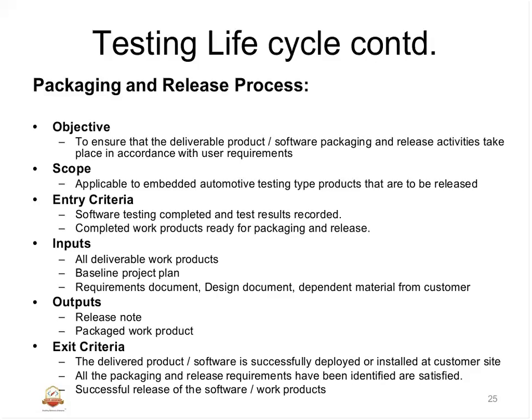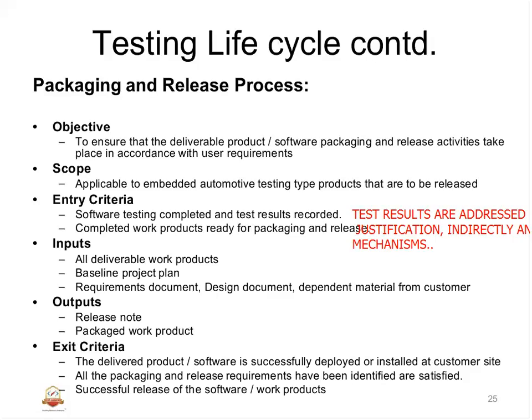Completed, our products are ready for packaging and release. The inputs for doing the packaging and releasing: all deliverables should be available. It should be baselined as per the project plan, and the project plan should be baselined. That means the project plan will be revisited for how it is getting done in terms of packaging and releasing. Requirements document, design documents, dependent material from the customer. That means whatever they have used for testing the product has to be categorized and should be available. What is the input on a given day for releasing it? That same thing should be available before we release the product.